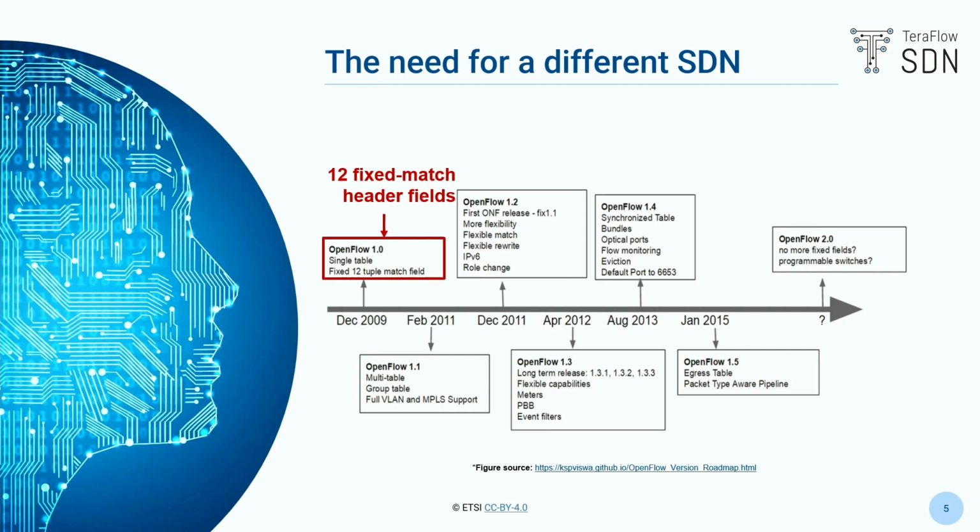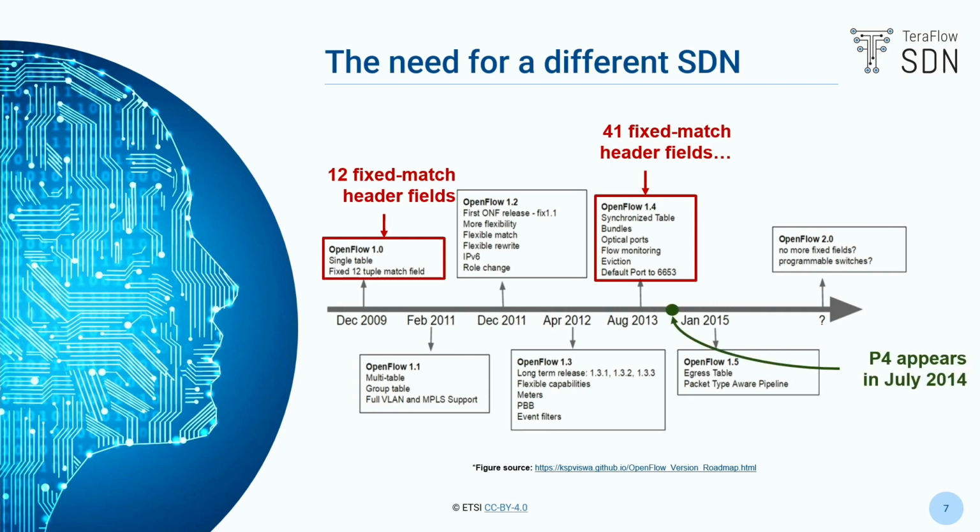As we moved forward from 1.0 and onwards, we had advancements in the OpenFlow protocol, up until version 1.4, in which they introduced 41 fixed match header fields. So a lot more protocols actually got support through OpenFlow. That had happened in August 23.